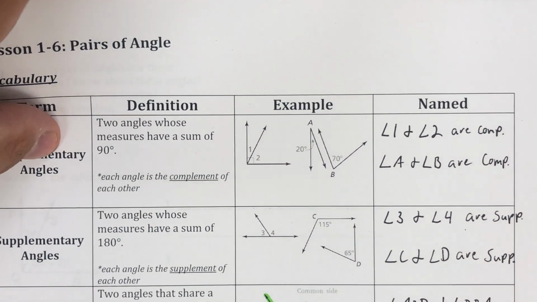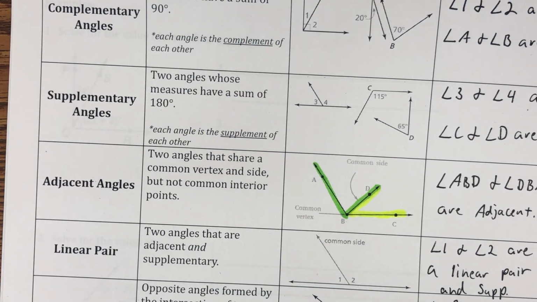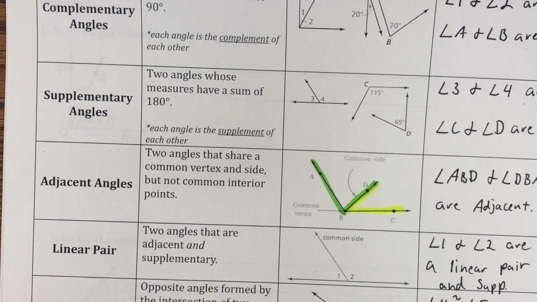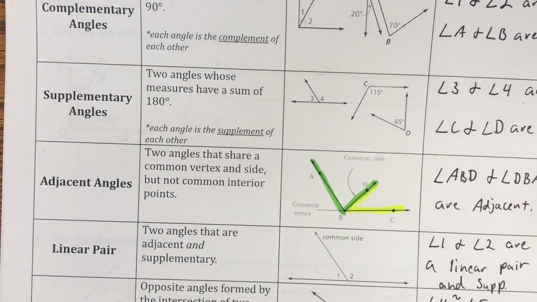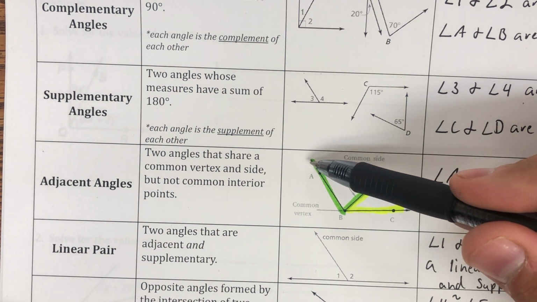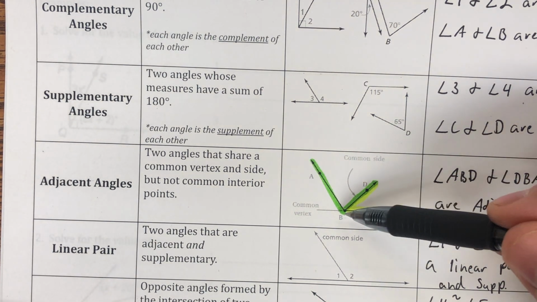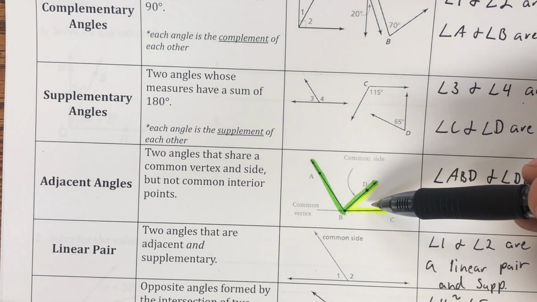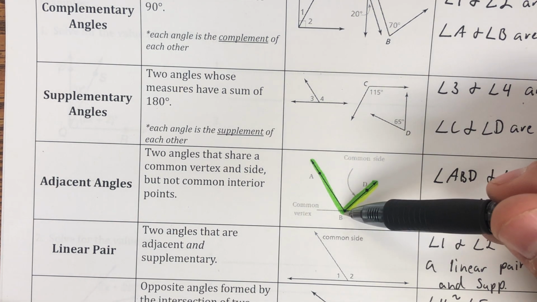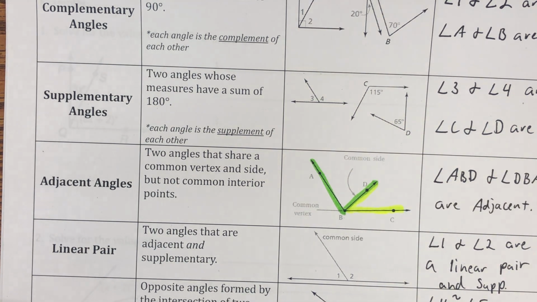Our next term is adjacent angles. Adjacent means right next to. Two angles are adjacent if they share a vertex and a side. In this diagram, I highlighted angle ABD in green and angle DBC in yellow. Those two are adjacent because they have a common vertex B and the common side BD. So they're right next to one another.